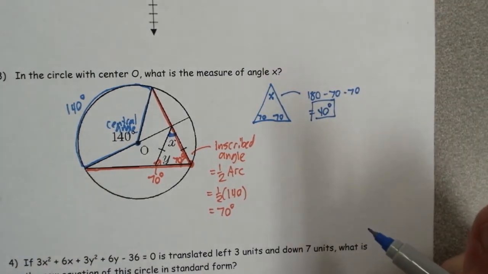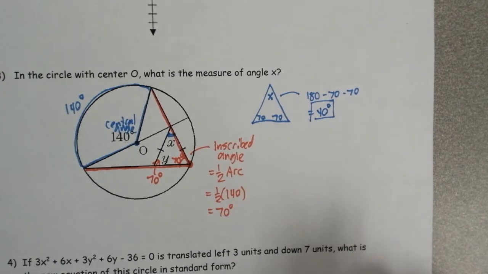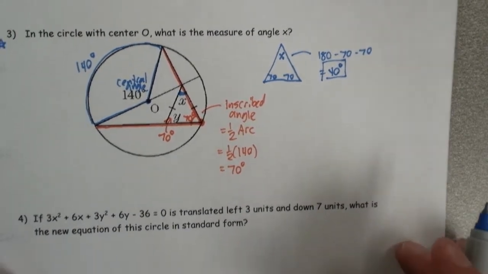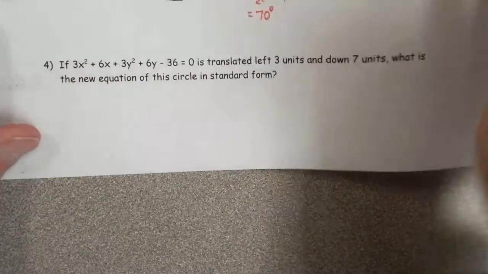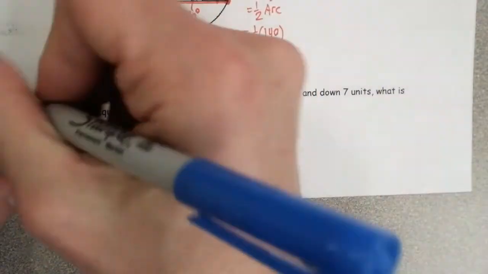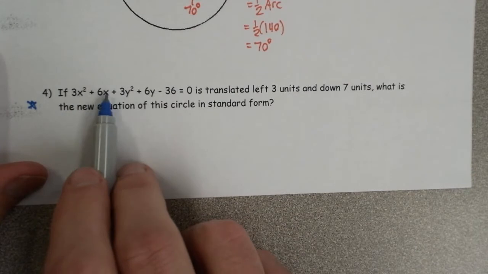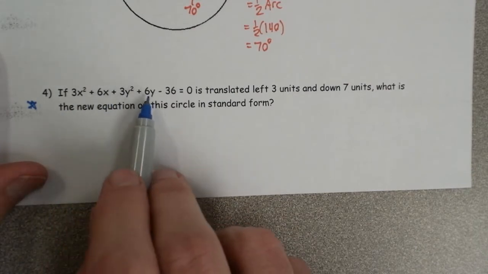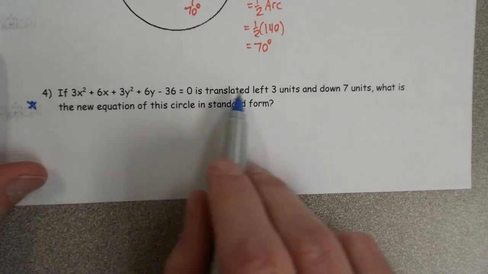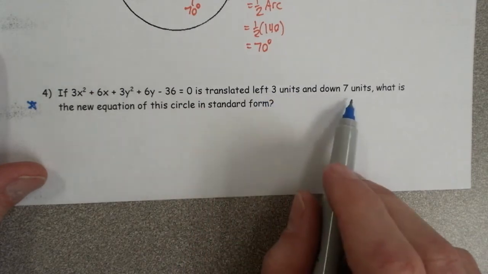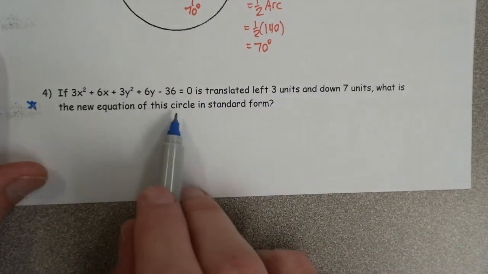So the measure of angle x is 40 degrees. All right, let's look at number 4. If 3x squared plus 6x plus 3y squared plus 6y minus 36 equals 0 is translated left 3 units and down 7 units, what is the new equation of the circle in standard form?